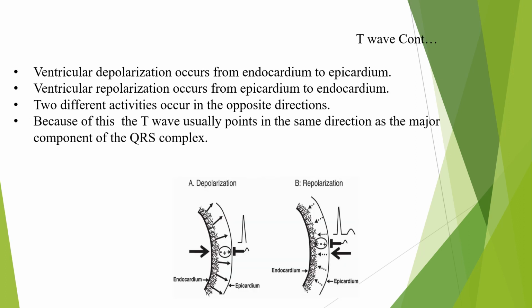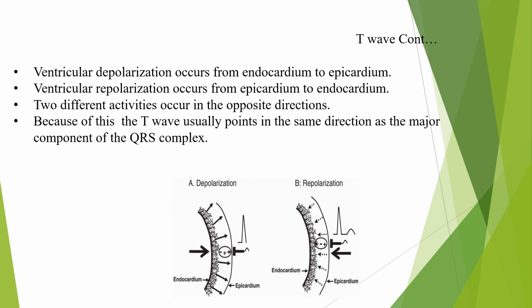Ventricular repolarization occurs in the opposite direction to ventricular depolarization. Ventricular depolarization occurs from endocardium to epicardium. Ventricular repolarization occurs from epicardium to endocardium. So, two different activities occur in opposite directions. Because of this, the T wave usually points in the same direction as the major components of the QRS complex.